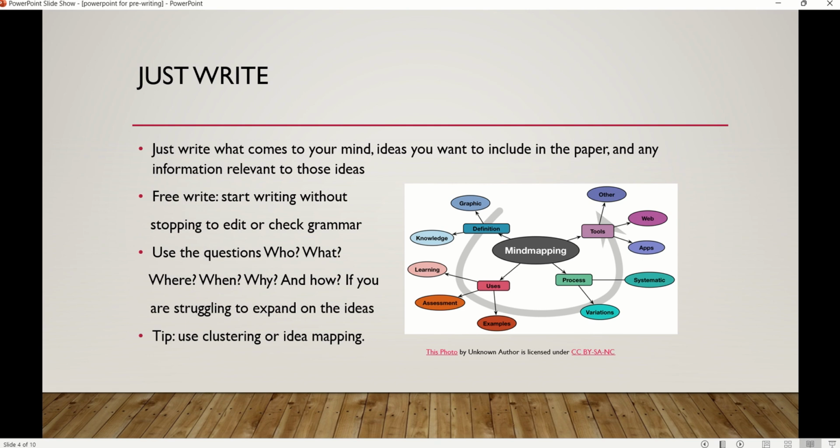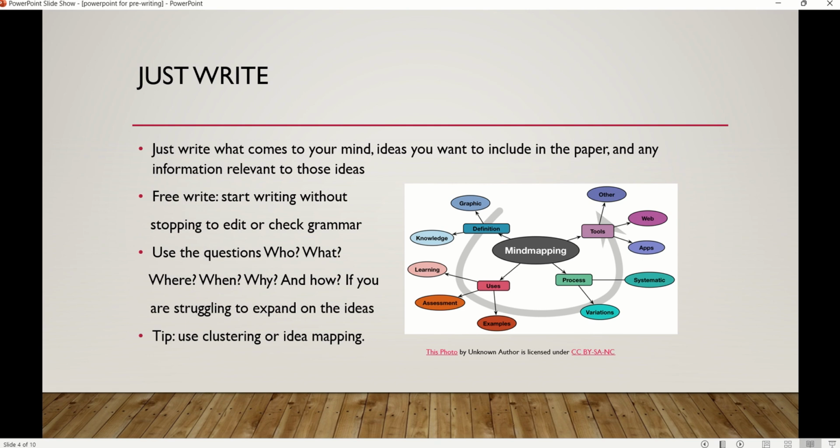Once you determine your subject matter or how you will expand on the topic, with help from the previous step, it's time to do the just write portion. During this step, you just write what comes to your mind, the ideas you want to include in your paper, and any information relevant to those ideas. While in the just write step, you can free write these ideas without stopping to edit or check grammar. Just write down your knowledge and how you would share this information with others.